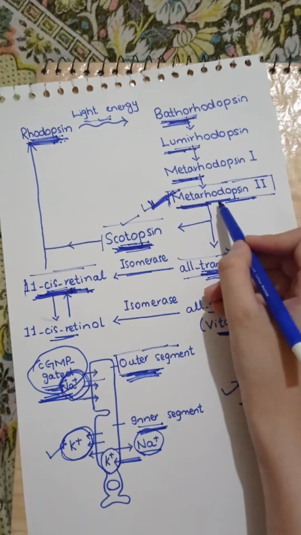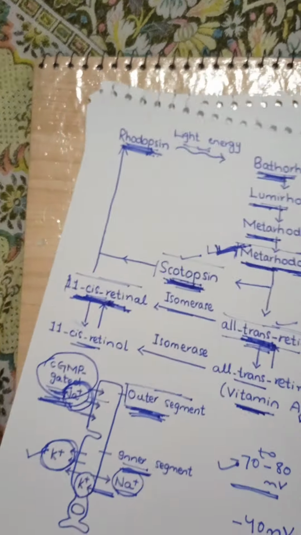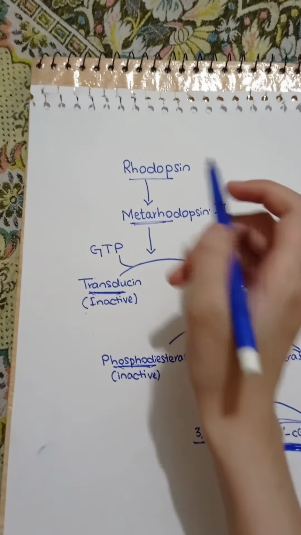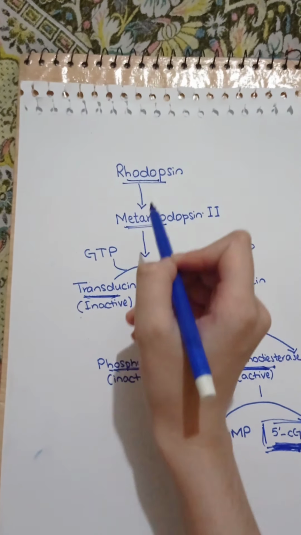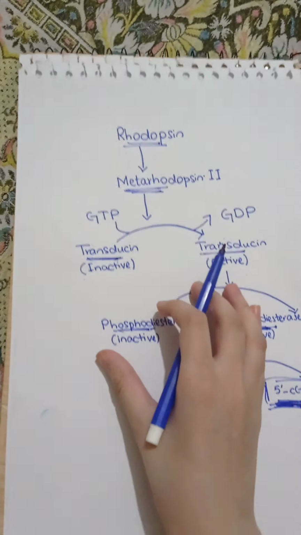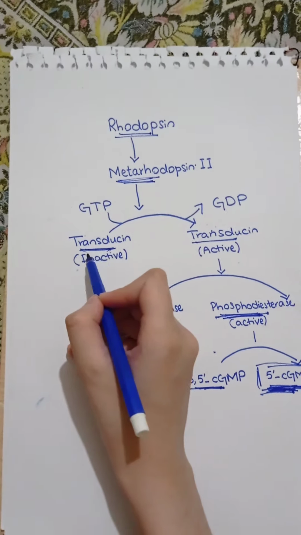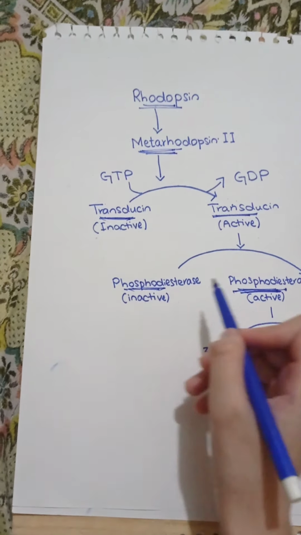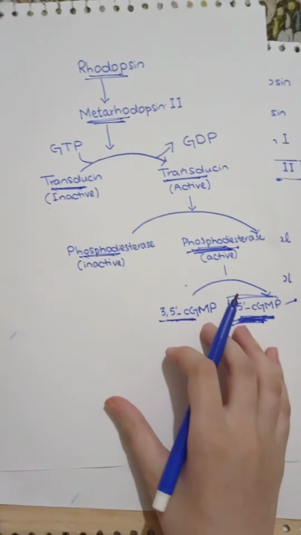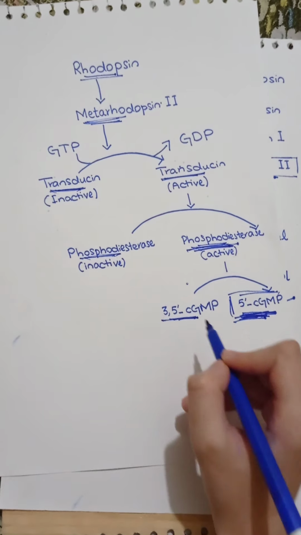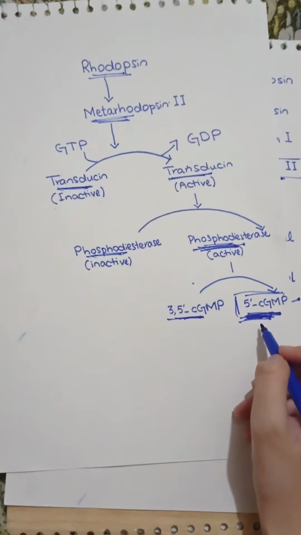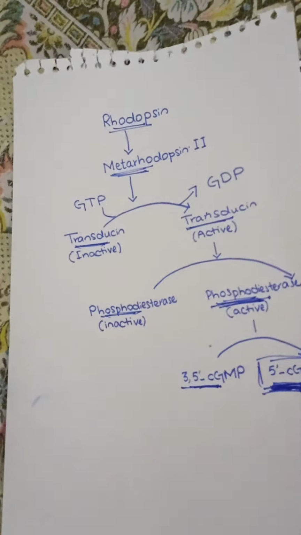Let's see the role of meta-rhodopsin 2, which is activated rhodopsin. Light falls on rhodopsin, it is activated to meta-rhodopsin 2. Meta-rhodopsin 2 activates the G protein transducin. This activated transducin then acts on phosphodiesterase and activates it. The activated phosphodiesterase breaks down cyclic GMP into 5' cyclic GMP. This breakdown of cyclic GMP has a significance.